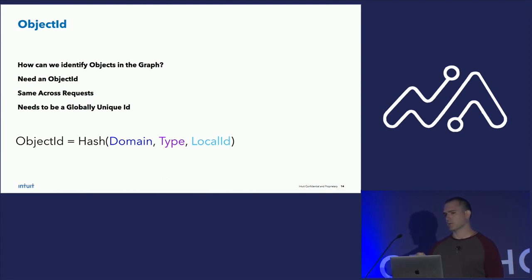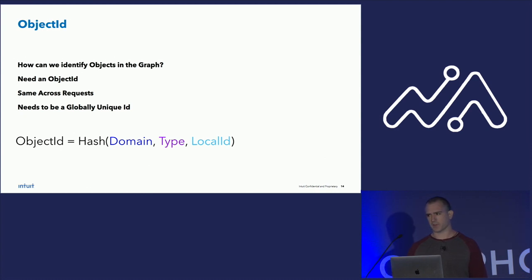Basically, it means that if I ask for some character with this name, and you ask for the same guy, it's going to have the same object ID, right? That way we can know I'm going to map this character, and it's going to be the same inside of the cache. So the actual formula is basically a hash of a domain, a type, and essentially a local object ID.